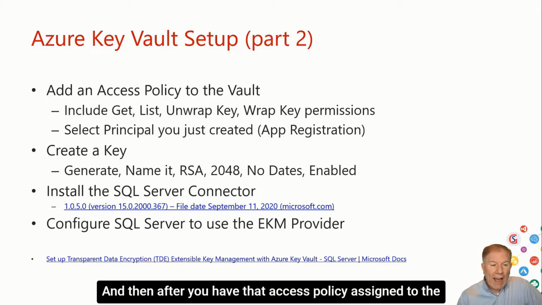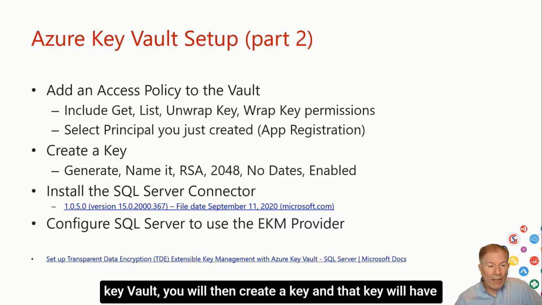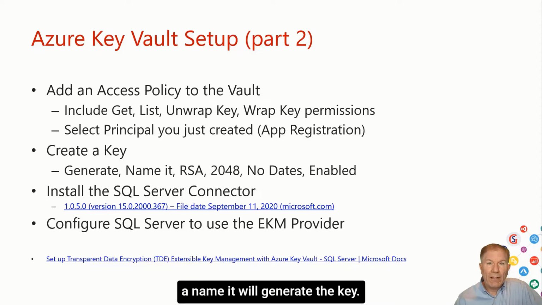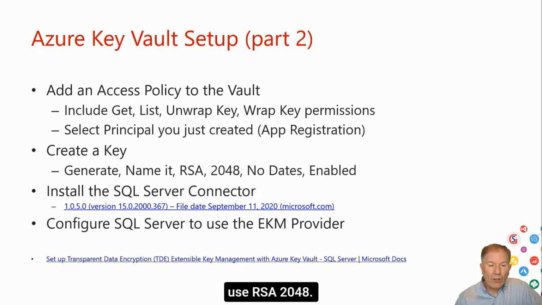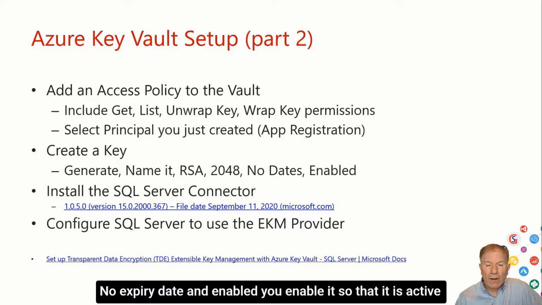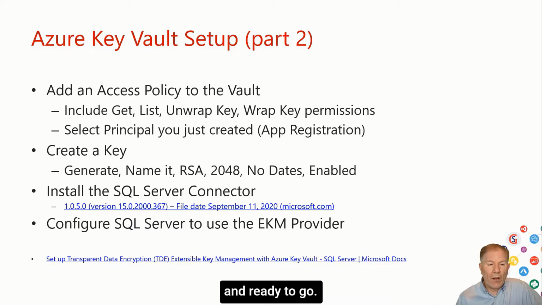And then after you have that access policy assigned to the Key Vault, you will then create a key, and that key will have a name. It will generate the key, so you don't have to worry about how it's generated. You'll use RSA 2048, no activation date, no expiry date, and enabled. You enable it so that it is active and ready to go.